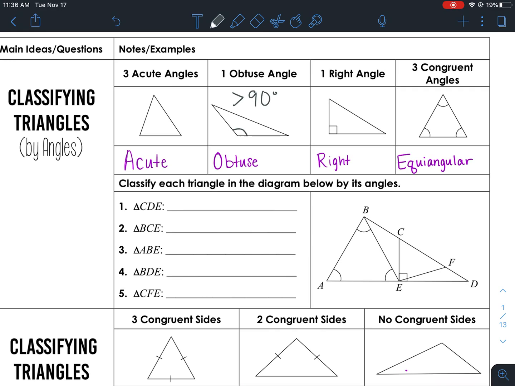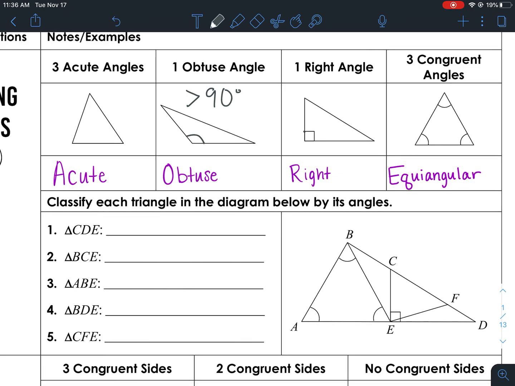Okay, a right triangle means that you have a right angle. If you don't know, that box right there means right angle. An equiangular triangle means that you have three congruent angles, or three angles that are the same.